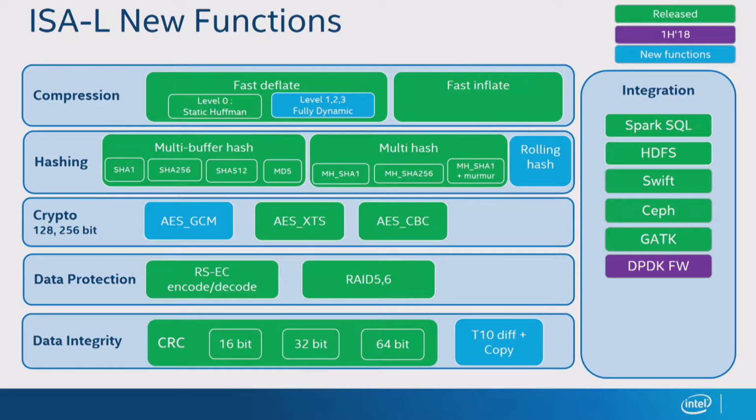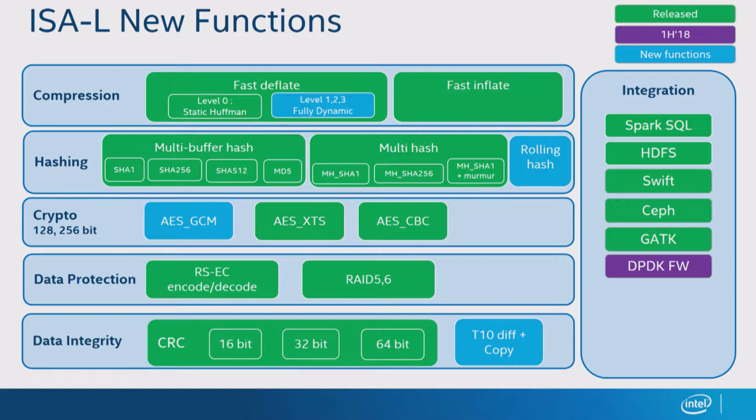Okay. And just to point out a couple of new functions we've added in: stitch CRC plus copy in data integrity, AES-GCM as block ciphers, and we open sourced and added rolling hash last year. In terms of compression, we added 3 different new levels for fully dynamic: 1, 2, and 3. We added standard directory support, as well as zlib format support. And further, in terms of performance, we see much better performance than what we saw in level 0 static Huffman.